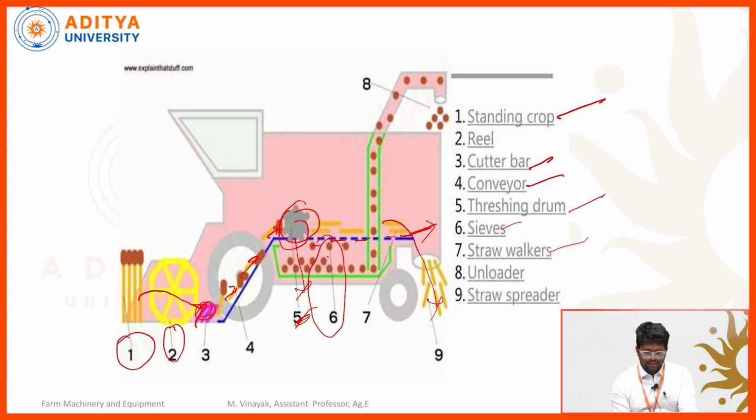And eighth one is the unloader. In some combine harvesters, an unloader is also provided to collect the grain and unload it to a separate wagon. Next, the ninth one, the straw spreader. This one is a straw spreader. The main function of the straw spreader is to cut the chaff material into small pieces and spread it throughout the field. Next, look at the next slide.